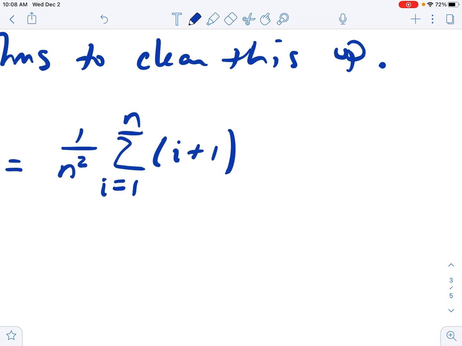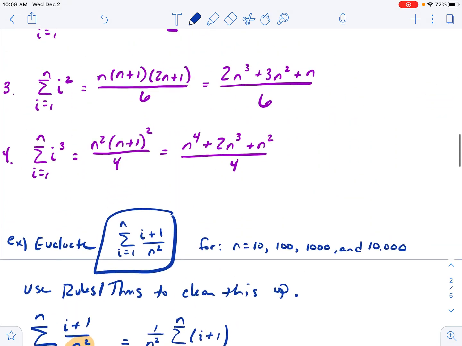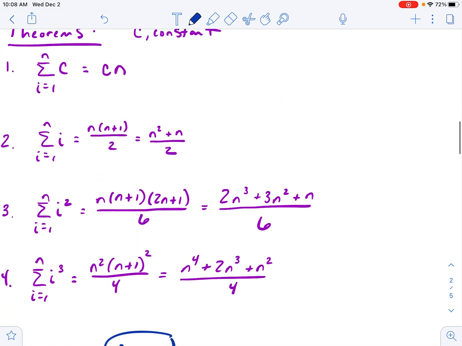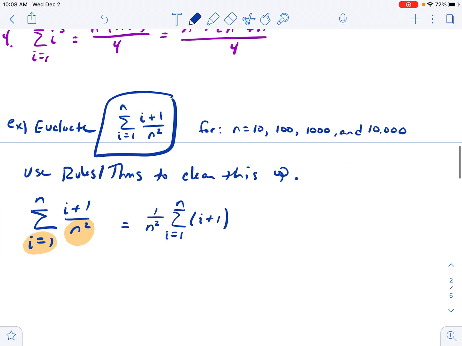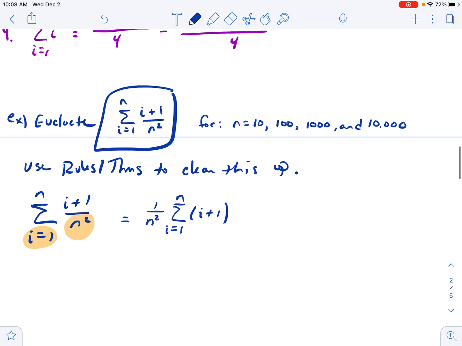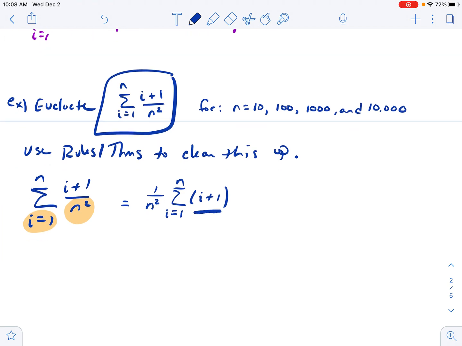Now what I'm going to do is take this sum that's in a single summation and break it up into two summations using rule number 2. Okay, so I used rule number 1 to factor out the 1 over n squared. I'm using rule number 2 now to break this one summation into 2. So I'm going to have 1 over n squared out front times the summation as i goes from 1 to n of i plus the summation as i goes from 1 to n of 1. All right.